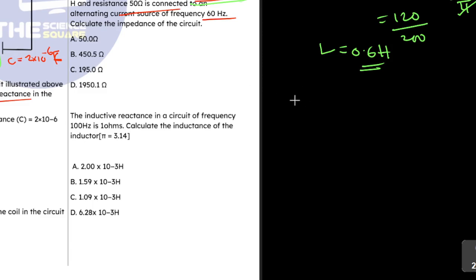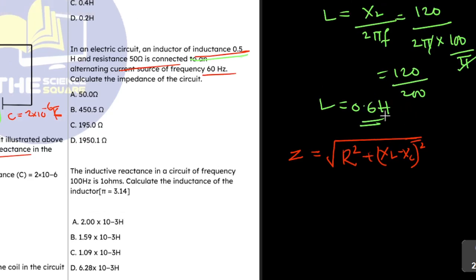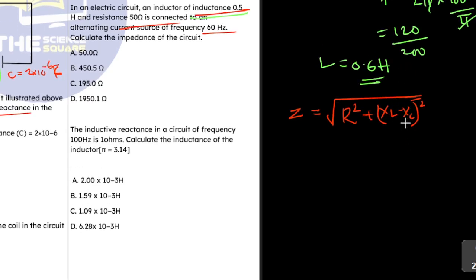So you remember the formula for impedance. Z is equal to what? The square root of R squared plus (XL minus XC) all squared. But obviously in this circuit we don't have a capacitor, so we'll take the capacitor to be 0. If you substitute 0 there, your formula boils down to the square root of R squared plus XL squared. So you quickly need to calculate your XL, which is 2 pi f L.